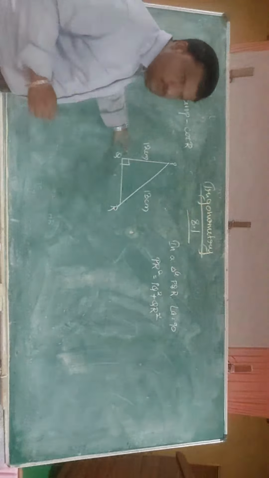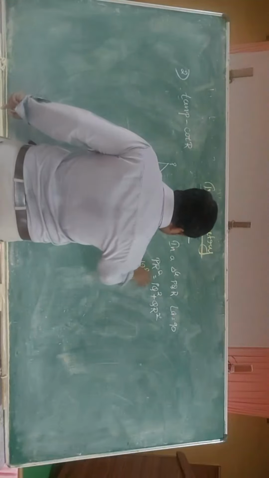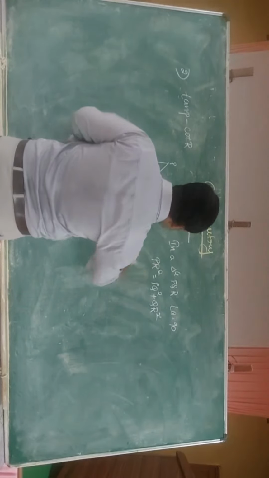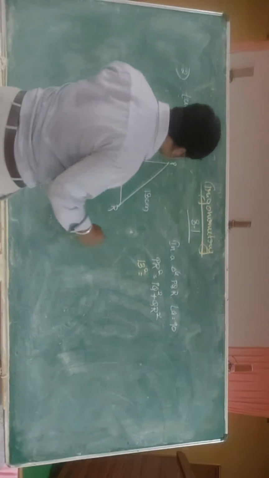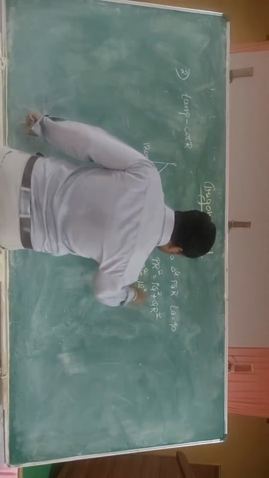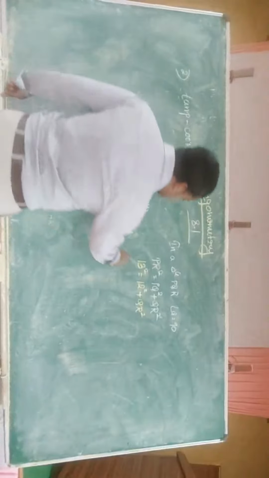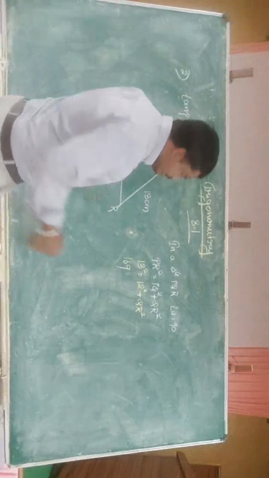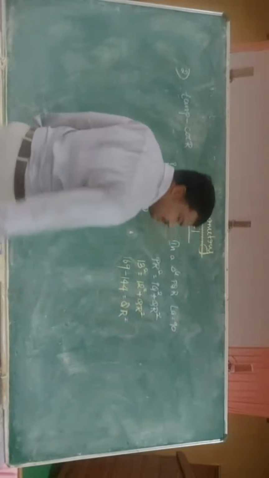PQ is given in the question. That is 12. So 12 square is equal to... PR is given, right? PR is 13. Square of 13 is equal to square of 12 plus QR. Don't know it, so it is square of QR. Square of 13 is 169. And this 12 square I can take to the left hand side, it becomes negative. So 144 is equal to QR square.